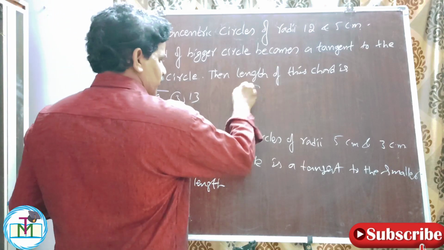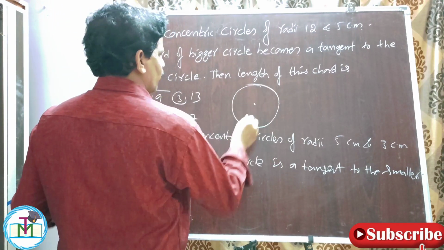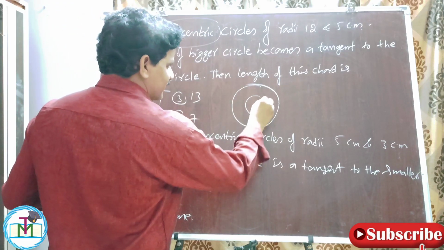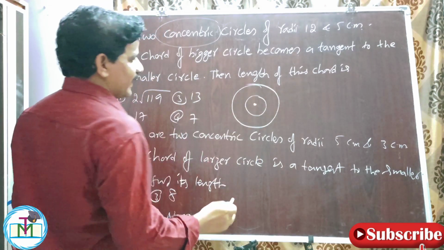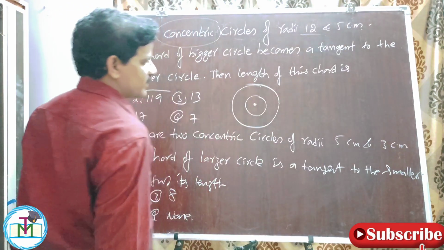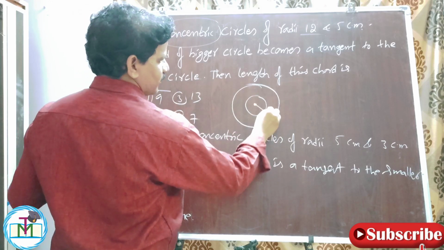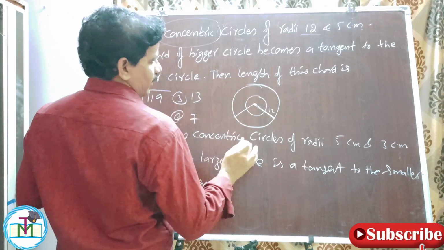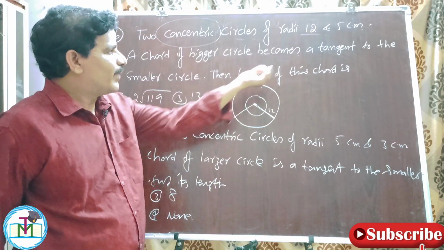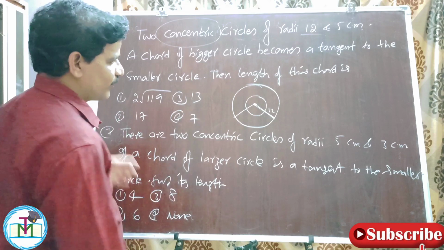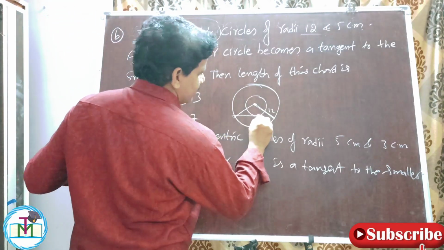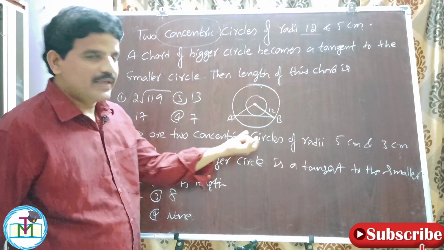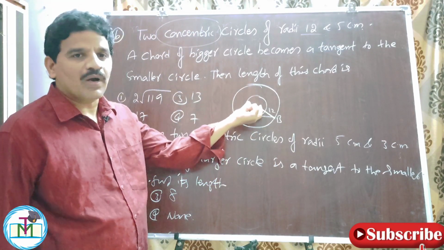Let us see here. So this is the big circle, center at O. Concentric circles means same center. So one more circle with the same center. The radius of the bigger circle is 12 centimeters. Take this as 12 centimeters. This is also 12 centimeters. So the chord of the bigger circle becomes the tangent of the smaller circle. Therefore here we want one tangent. This is A, this is B. AB is the chord which is a tangent to the smaller circle.